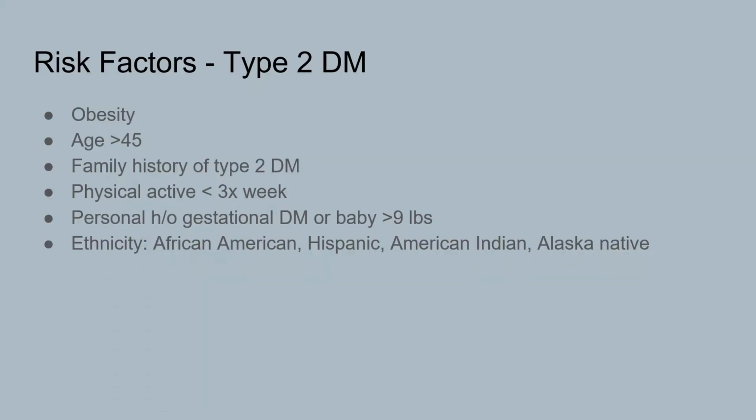So the risk factors for developing type 2 diabetes: obesity, age over 45, a family history of type 2 diabetes, someone who's physically inactive, and then if a woman has a history of gestational diabetes or giving birth to a baby 9 pounds or more, that's a risk factor. And then certain ethnic groups: African American, Hispanic, American Indian, and Alaskan Natives.